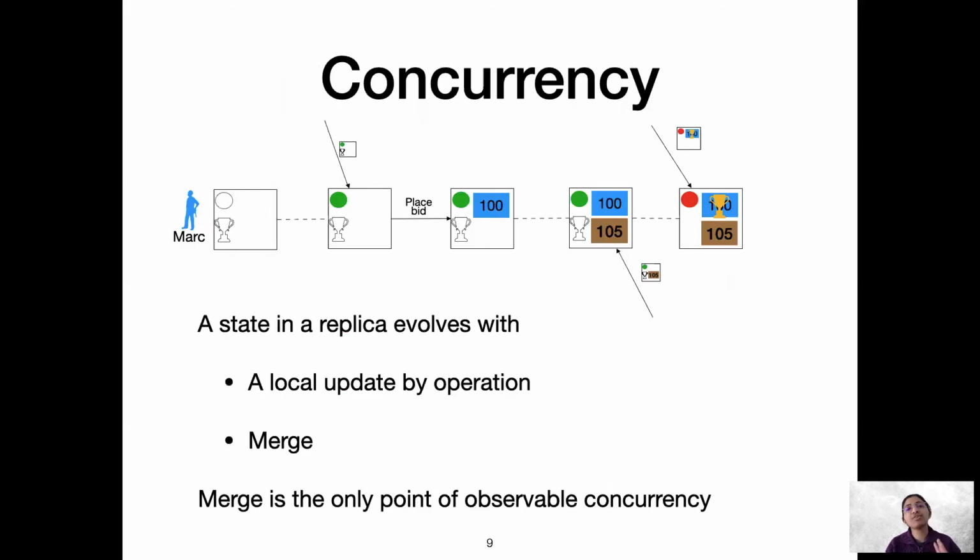Let us see now how concurrency comes into the picture. Going back to our state evolution, let us zoom into the European replica where Mark was connected. We can observe that for a single replica, the state evolves either through a local update operation or by merging a remote state containing one or more updates. In this particular case, Mark has issued only a single place bid operation, and he observes Srija starting and closing the auction and Gustavo placing a bid through merge. So he was informed by the propagation of the remote states from Srija and Gustavo. So as far as a single replica is concerned, the only point of observable concurrency is during merge.